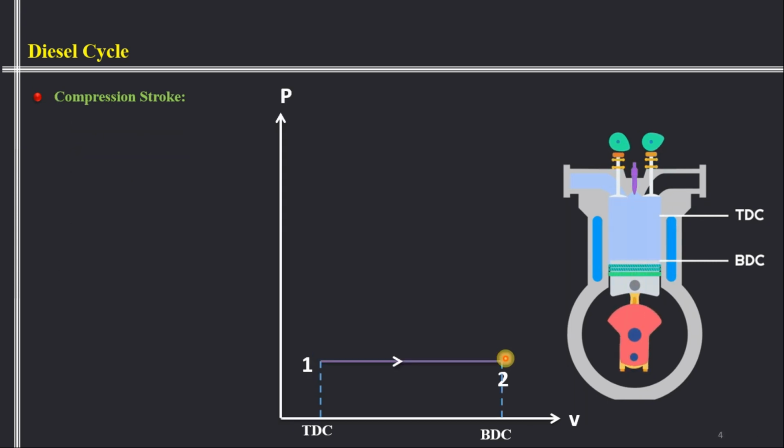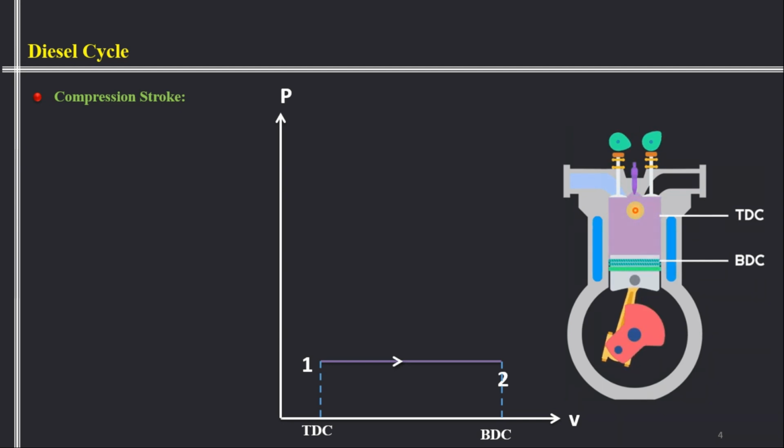Then the second stroke is the compression stroke. In the compression stroke, the piston moves from bottom dead center to top dead center, and we have said that at the end of the suction stroke the inlet valve is closed. So in this stroke, both the inlet and exhaust valves will be closed, and the piston will move from bottom dead center to top dead center. So the air present over here, only air, will be compressed.